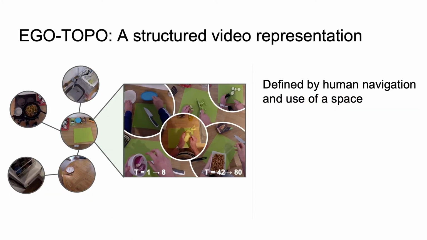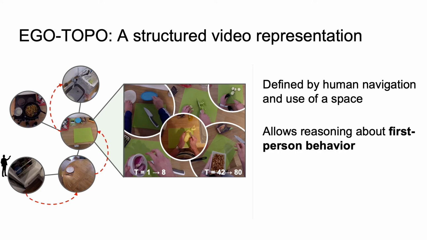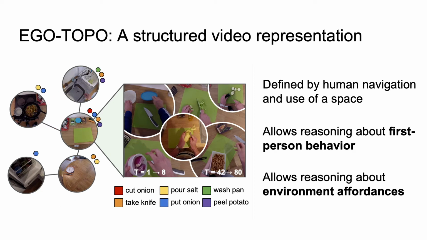Our grounded video representation allows us to better reason about the agent who may take a commonly traversed path to the sink after picking something up at the fridge, or to reason about environment affordances to plan out what interactions are possible at what zones.